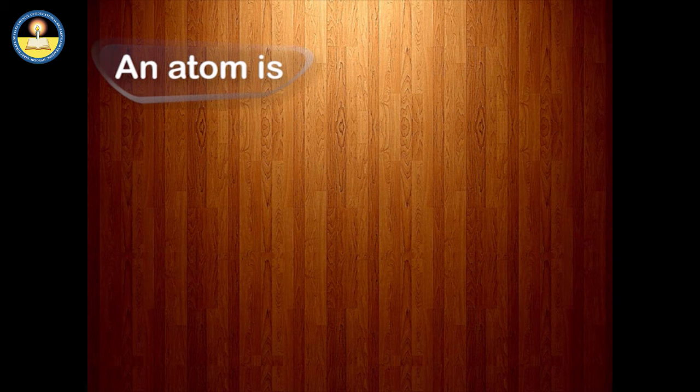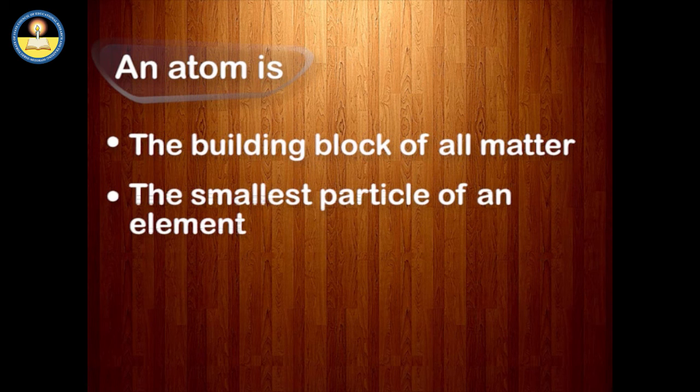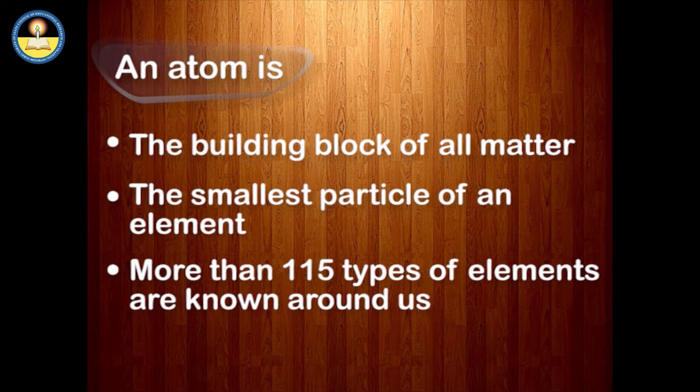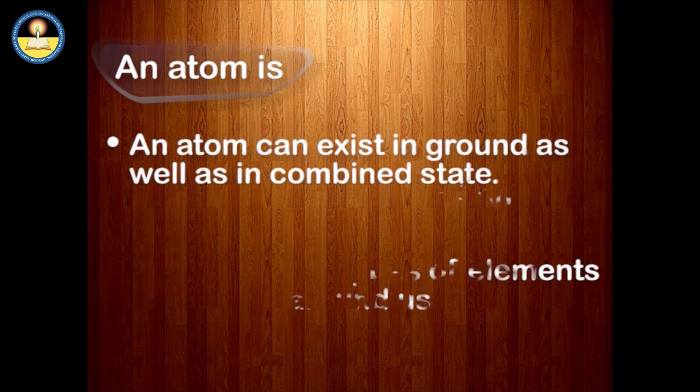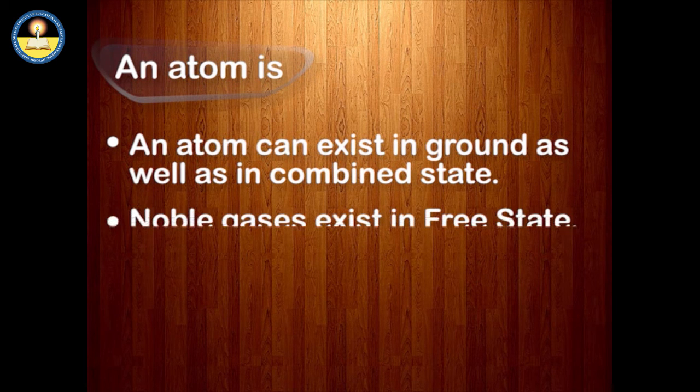An atom is the building block of all matter, the smallest particle of an element. More than 115 types of elements are known around us. An atom can exist in free as well as in combined state. Noble gases exist in free state. Atoms can be seen with the help of a scanning tunneling microscope.